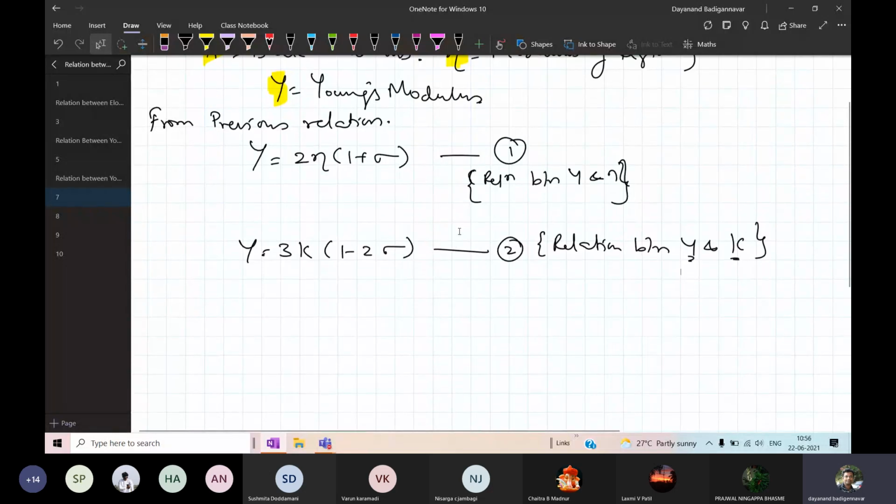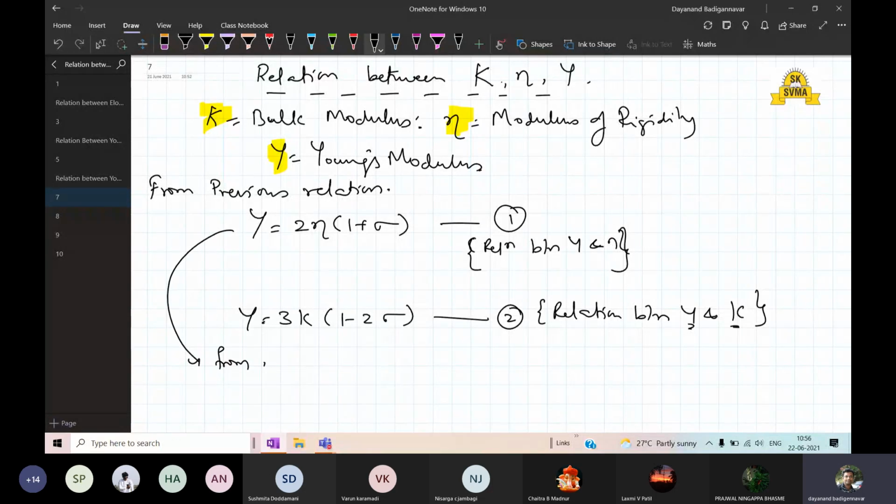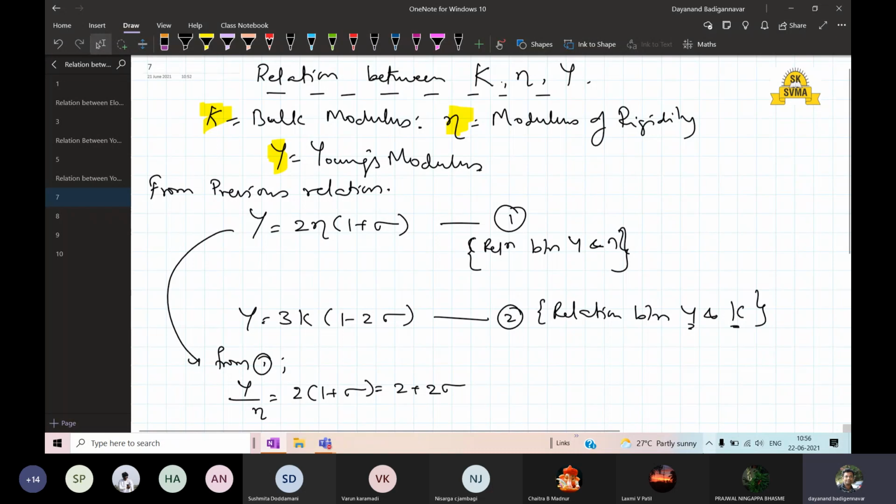Now we can rearrange these equations. From 1 I can write Y by neta is equal to 2 into 1 plus sigma, that is equal to 2 plus 2 sigma. This is the equation I will take as equation number 3. I have only rearranged it, that's all.